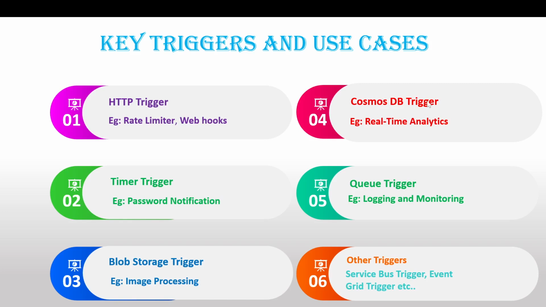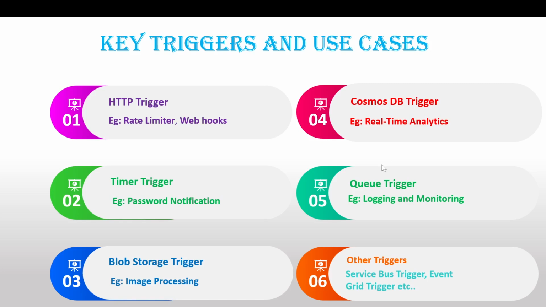Next is Cosmos DB trigger. Whenever any data is inserted, updated, or deleted, if you are expecting some action to be done, then you can use Cosmos DB trigger. One example is real-time analytics. You want to monitor the sales data in the dashboard and it should be almost real time. So when the data is pushed into the Cosmos DB, you can invoke the function and then update the dashboard.